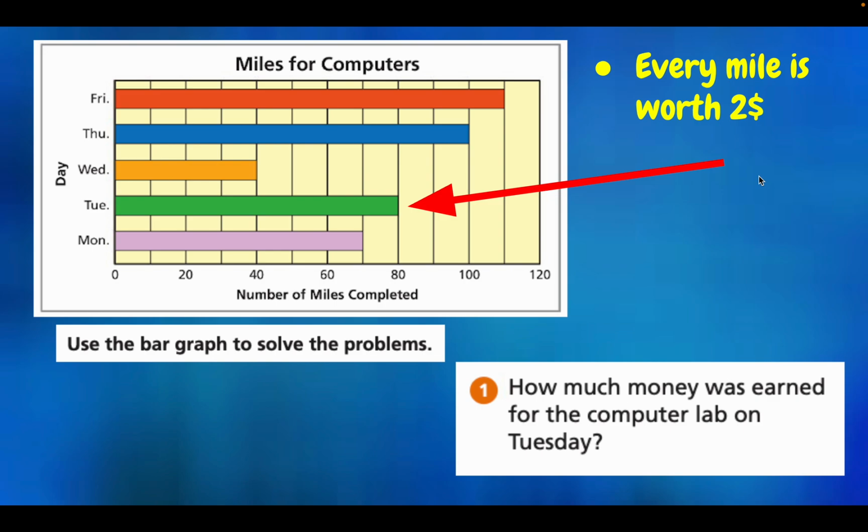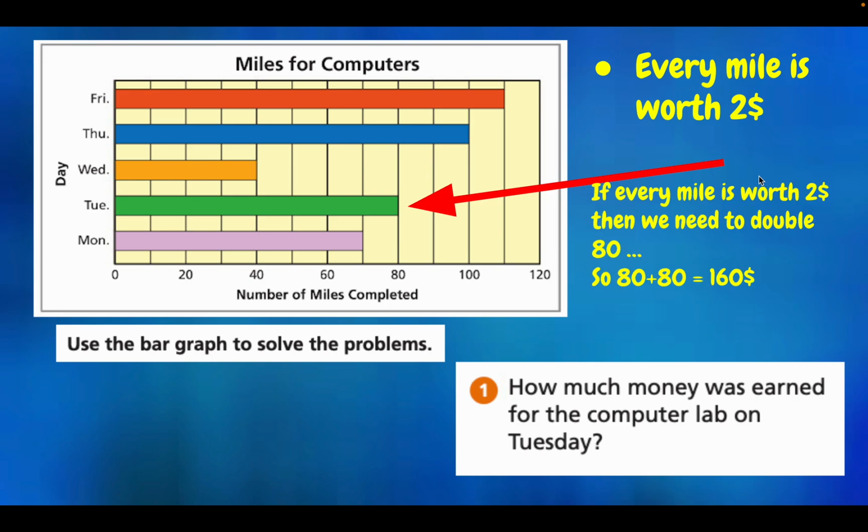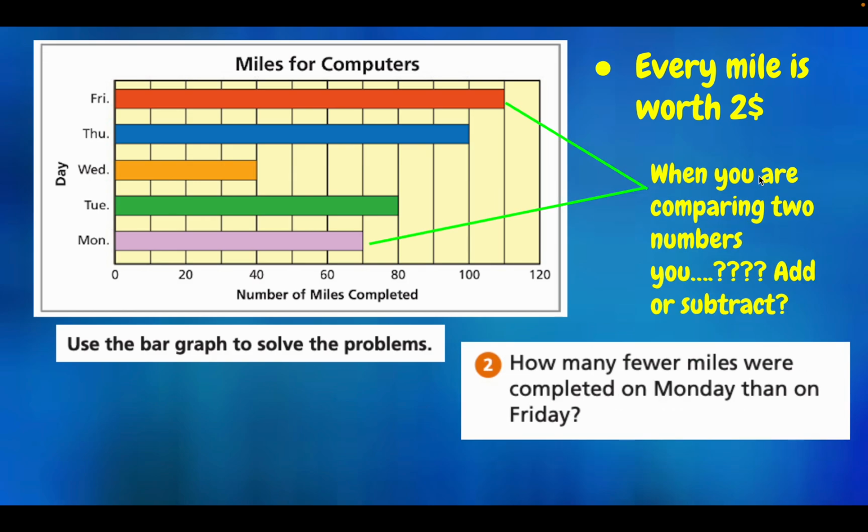So if they rode 80 miles, we have to times that by 2. Or 80 plus 80, we need to double it. So 80 plus 80 would be $160 that they made on Tuesday for the computer lab. So you can write that in for number 1, $160. Number 2, how many fewer miles were completed on Monday than on Friday?